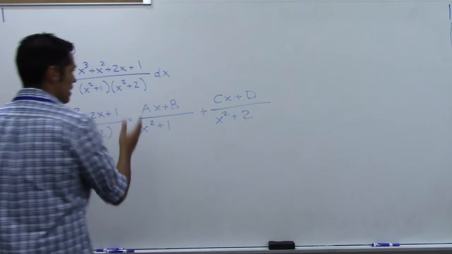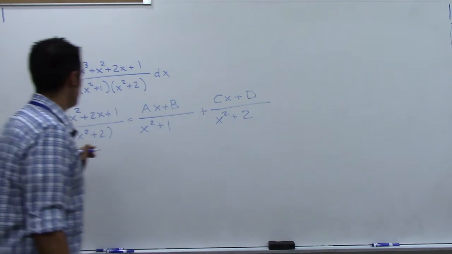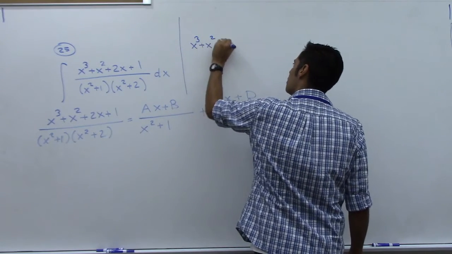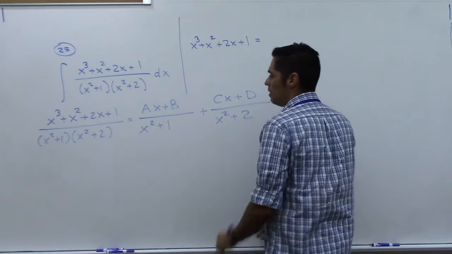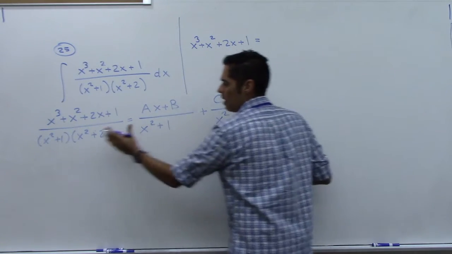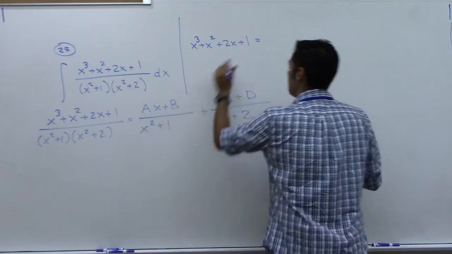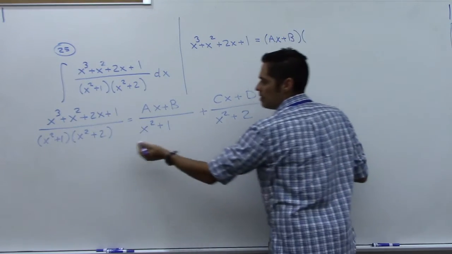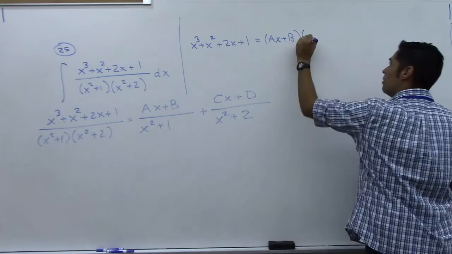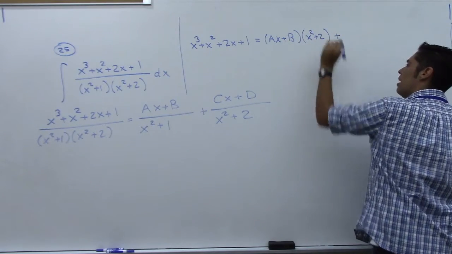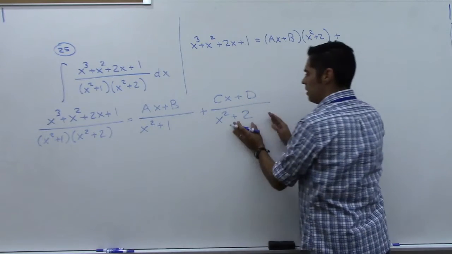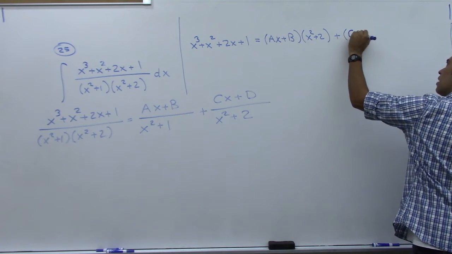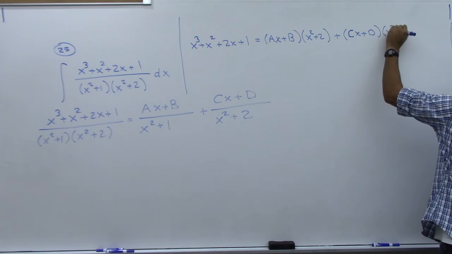So I multiply both sides by the LCD. Everything cancels over here except for x cubed plus x squared plus 2x plus 1. The right side, when I multiply this one times this, the x squared plus 1's cancel, and I'm left with the ax plus b. But then the one factor that didn't cancel here was the x squared plus 2. Then plus, now when I multiply the LCD times this one, the x squared plus 2 factors cancel, but not the x squared plus 1. So I have cx plus d times the x squared plus 1.